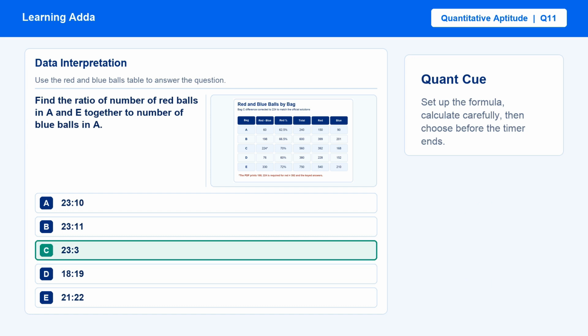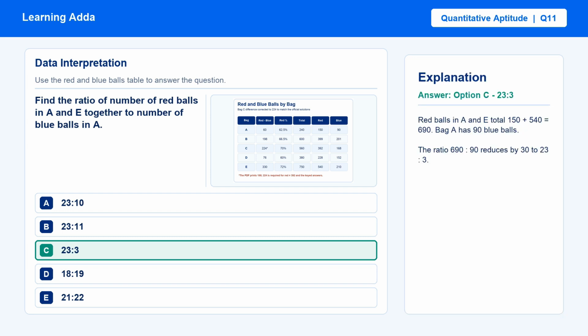The answer is option C, 23 is to 3. Red balls in A and E total 150 plus 540 equals 690. Bag A has 90 blue balls. The ratio 690 is to 90 reduces by 30 to 23 is to 3.